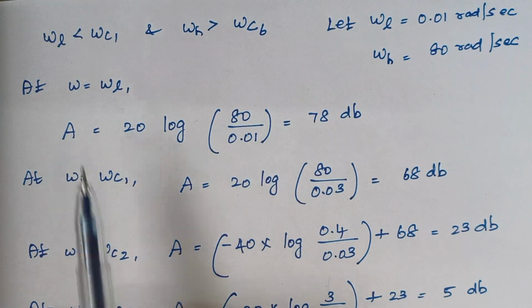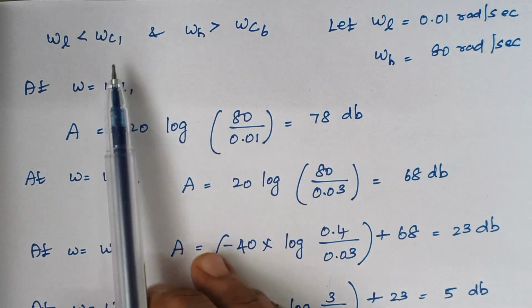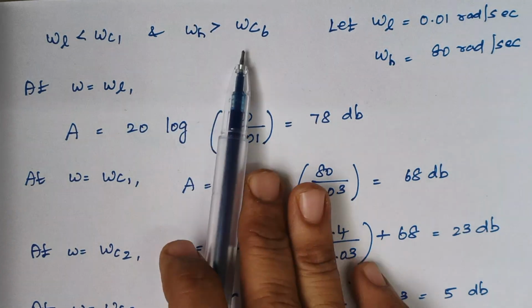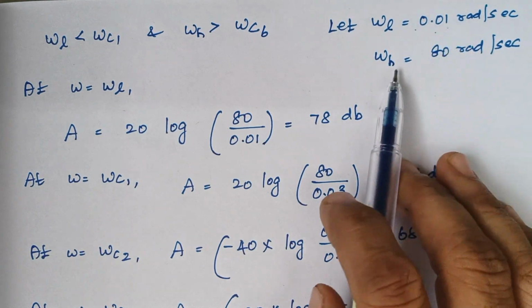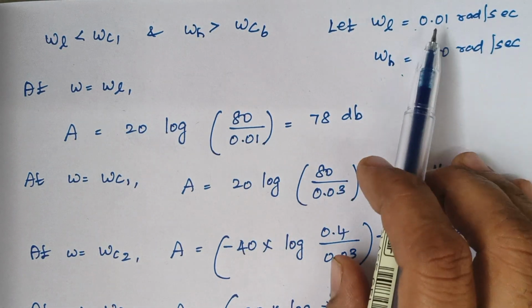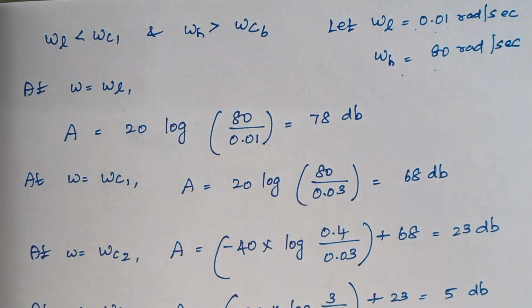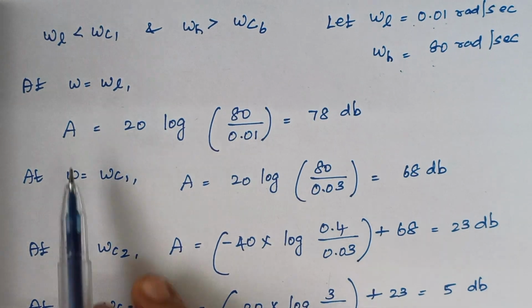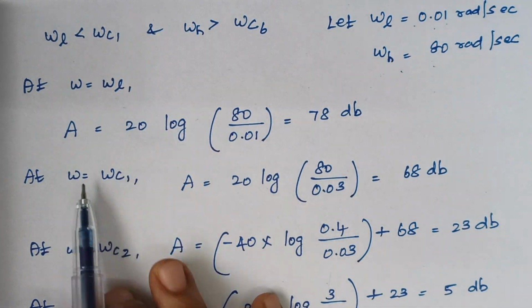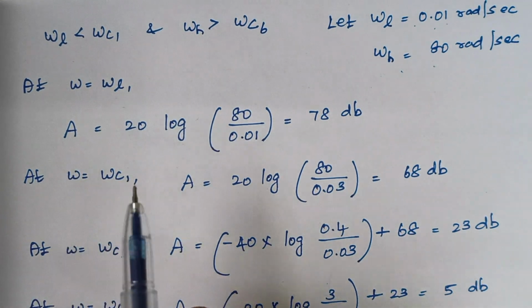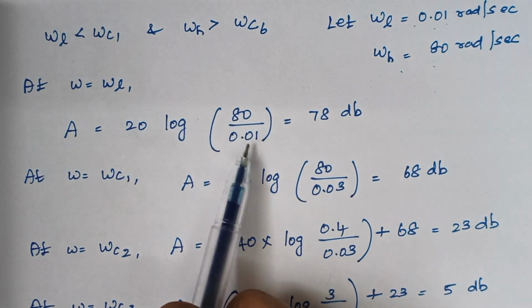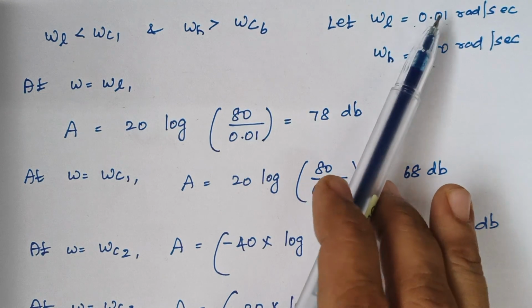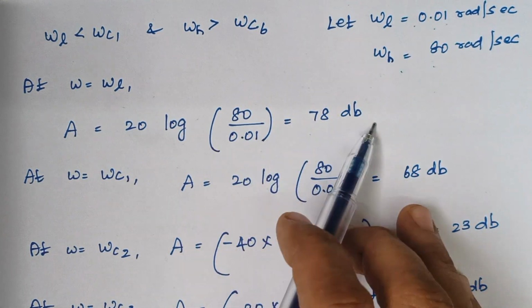Now we have to select an omega L whose value is less than omega C1 and an omega H whose value is greater than omega C6. Here the value of omega L is 0.01 and omega H is 80. We can take any value as we wish here. The next step is to calculate the magnitude for different corner frequencies. At omega equal to omega L, the magnitude is always contributed by the constant with individual omega. So here we have 80 by j omega and the value of omega L is 0.01. Just substitute it over here and find the answer.